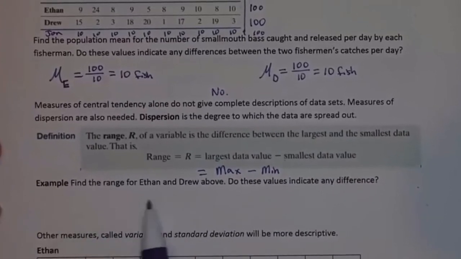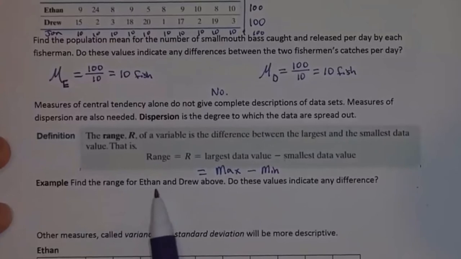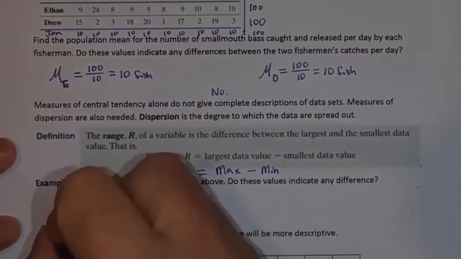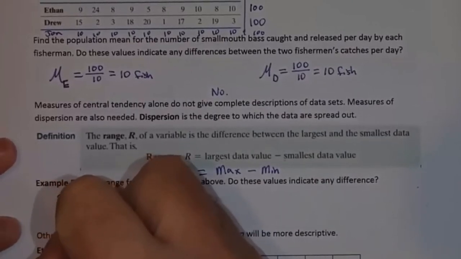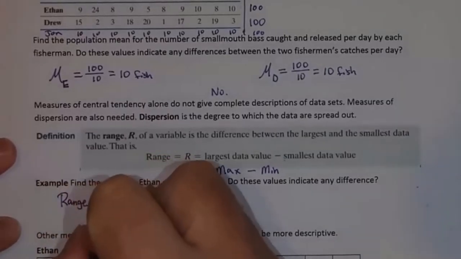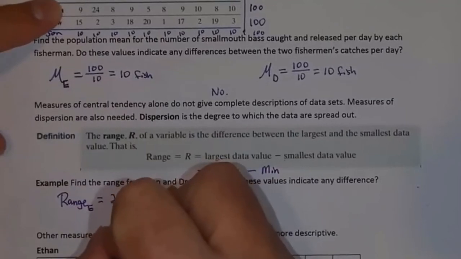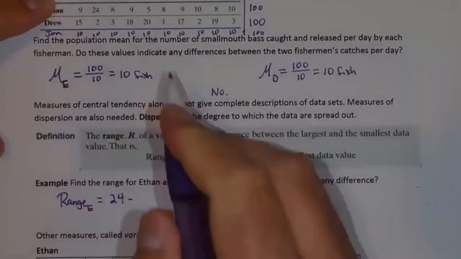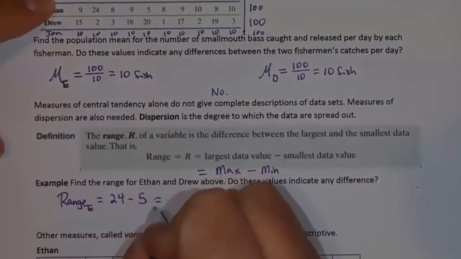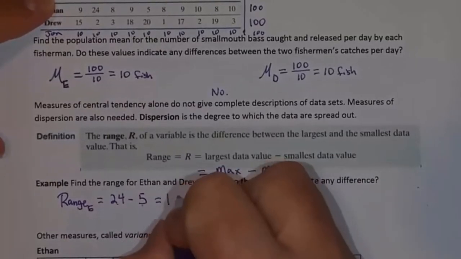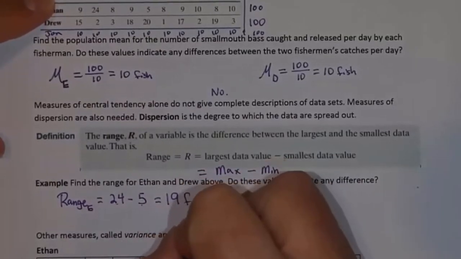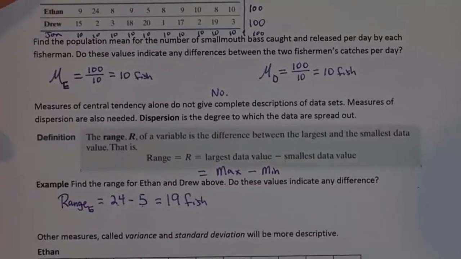So my next example, I'm asking you to find the range for Ethan and Drew using the data above. Do these values indicate any difference? So if I'm going to find the range for Ethan, then for Ethan, Ethan's largest value was 24. And his smallest value was 5. So Ethan's range would be 24 minus 5, which would be 19 fish. So Ethan had a range of 19 fish.